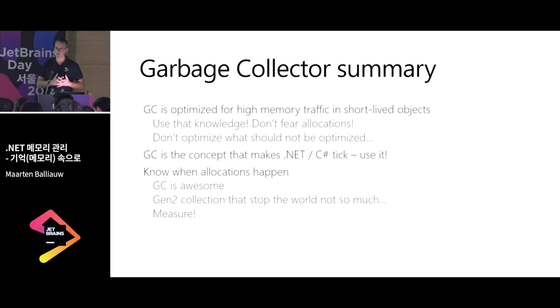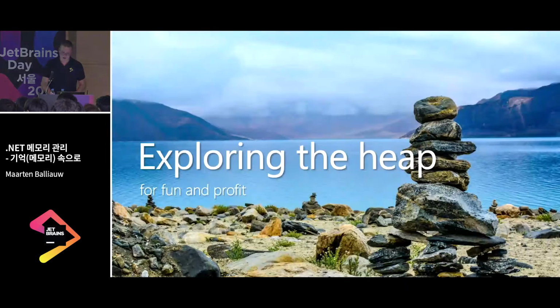Now, in summary, the garbage collector is optimized. So as I said, don't just go and optimize your code. The garbage collector is really good at what it does, so don't fear it. It's not because I say there are some edge cases that you will run into those edge cases. The garbage collector is what makes .NET work, and it's what makes it pleasant to work with, so use it. But just be aware of when allocations are happening and when garbage is collected and when generation 2 collections pause your application. Measure.